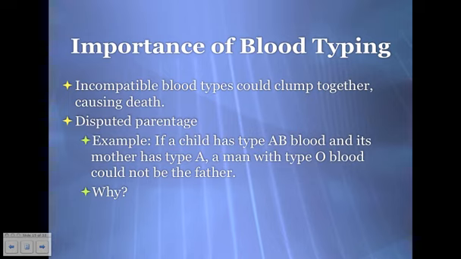A man with type O blood, in order to phenotypically show type O, he would have to possess two recessive lowercase i's, which means two recessive O alleles. If the child has two dominant alleles, A and B, which, by the way, are codominant, both dominant to the recessive O, that means the A in the child's blood type came from the mother, and the B in the child's blood type had to come from the father. If a man has type O blood, he is definitely not carrying a type B allele.